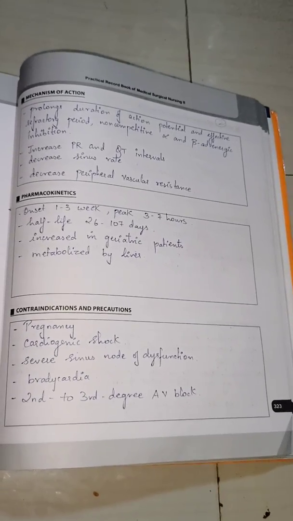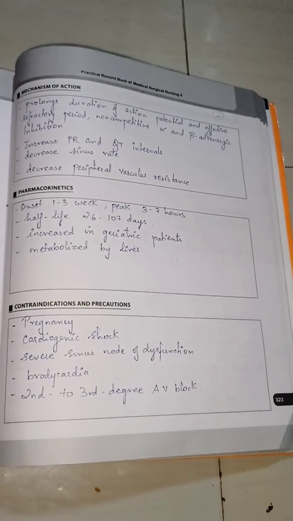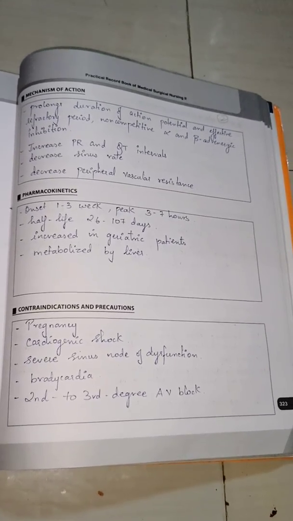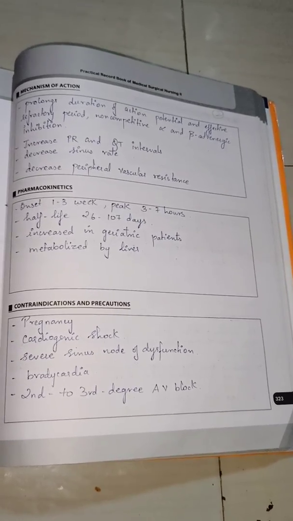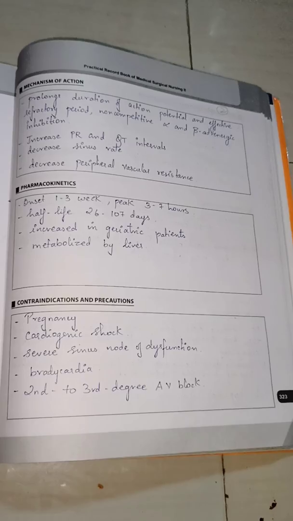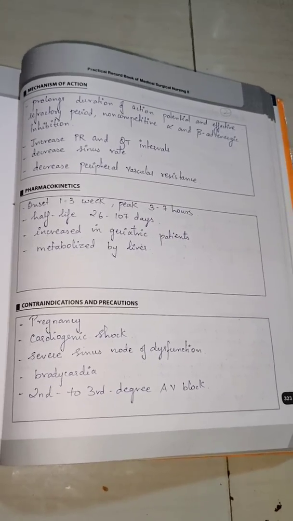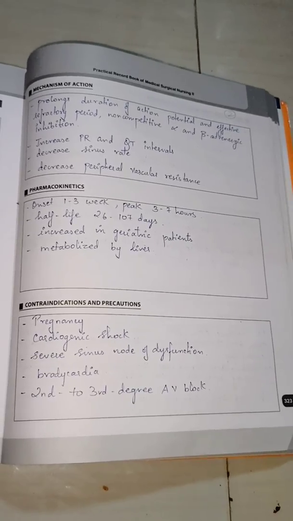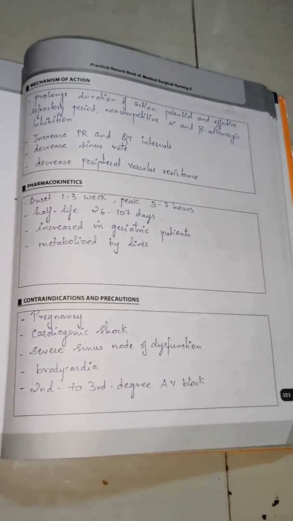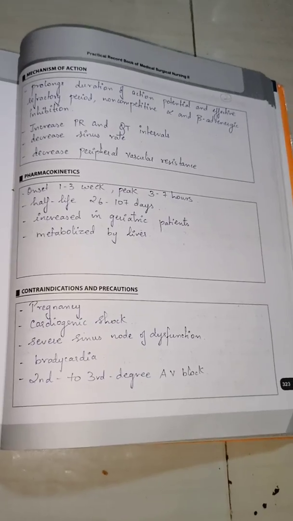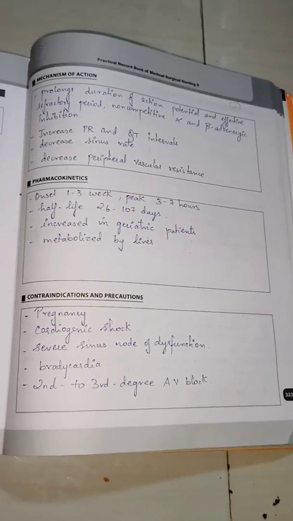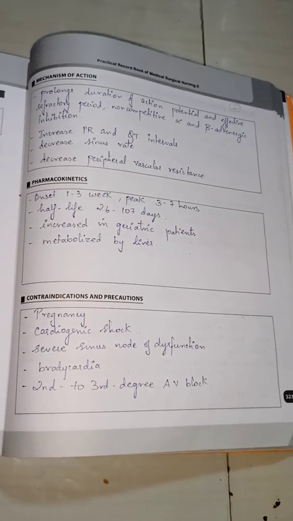Basically we give amiodarone for tachycardia, to normalize the rate, not to make the patient bradycardic. Bradycardia is itself a disease. If you give it to decrease the rate even more in bradycardia, you are making the patient worse. It is also contraindicated in second to third degree AV block.